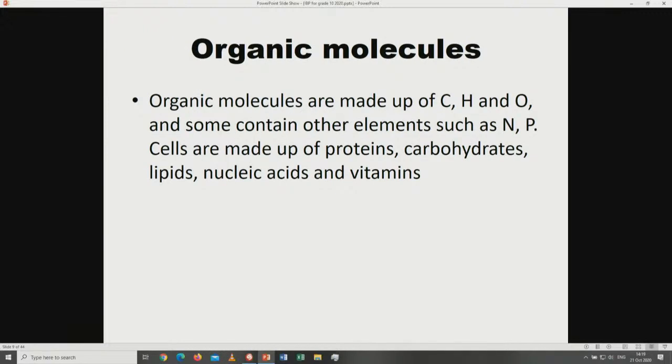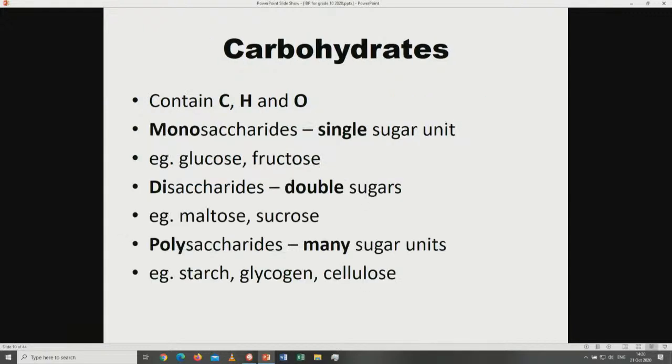Organic molecules are made up of carbon and hydrogen and oxygen, while some others contain elements such as nitrogen and phosphorus. Now the cells are made up of proteins, carbohydrates, lipids, nucleic acids, and vitamins. Now we know that proteins, carbohydrates, lipids, nucleic acids, and vitamins are organic molecules, as they contain carbon, hydrogen, and phosphorus, and some other elements as well. Now carbohydrates contain carbon, hydrogen, and oxygen.